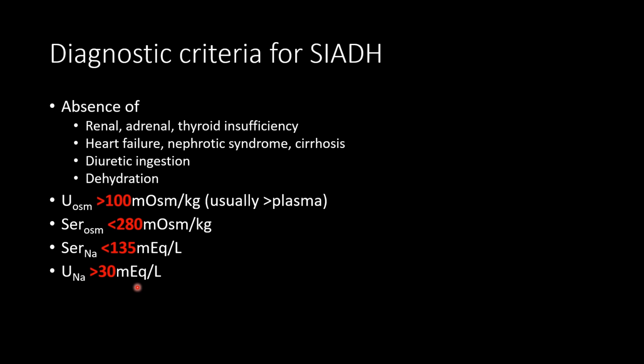Why? Because the water is getting reabsorbed, not the sodium. So in the urine the same amount of sodium is getting excreted, but water is getting reabsorbed. That means the existing sodium concentration will be more. That's why the urinary sodium concentration must be more than 30. So urinary osmolality more than 100, serum osmolality less than 280, serum sodium less than 135, urinary sodium more than 30. These are the criteria for syndrome of inappropriate ADH secretion.